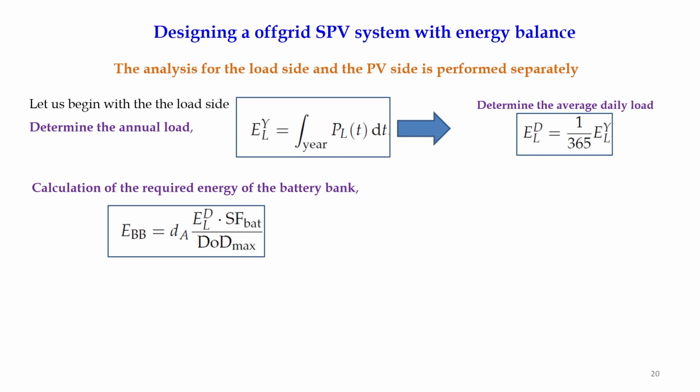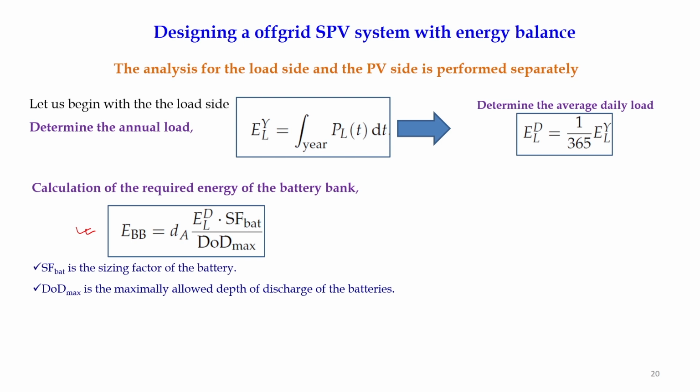So, the amount of energy which is required from the battery side we can calculate by using this expression: EBB, the required energy of the battery bank, is equal to DA multiplied by EL to the power of D multiplied by SF battery and then DOD max. So, what is DA? DA is the autonomy. How many days do we need to keep the autonomy?